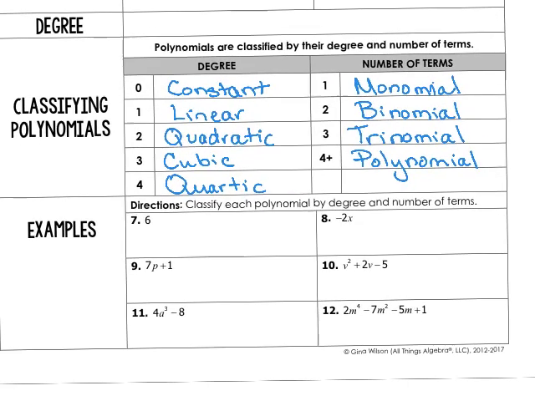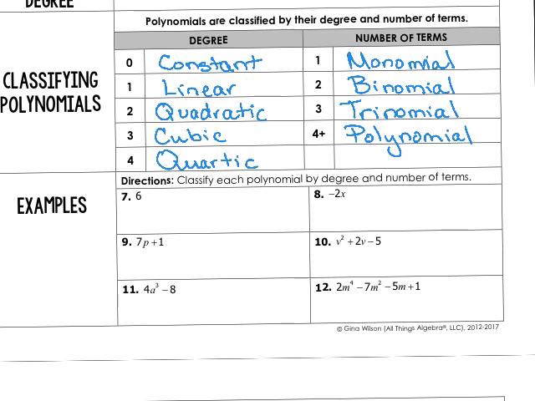So if we look at the examples down below, number 7, it has 6. So how would we classify this? Well, its degree is that it's a constant, and there's only one term, so it's a monomial. Let's take a look at 11. 11 has a cube in the exponent, so this is definitely cubic, and it's made up of 2 terms, so therefore it's binomial. Okay, you pause the video and complete the rest of these.